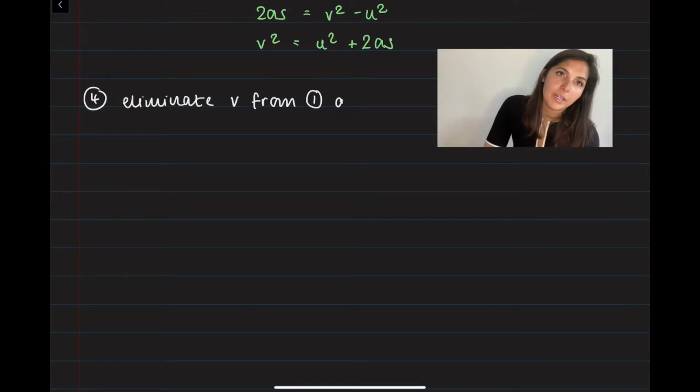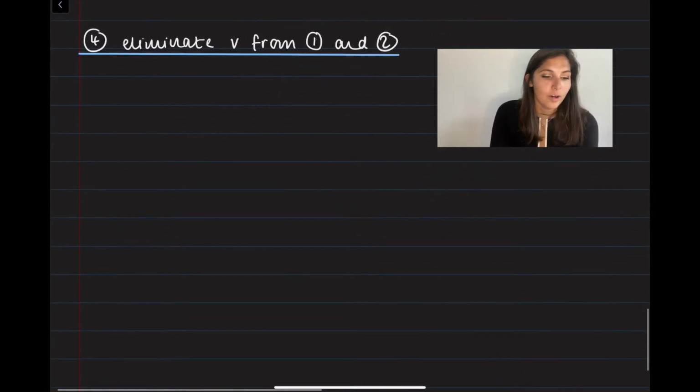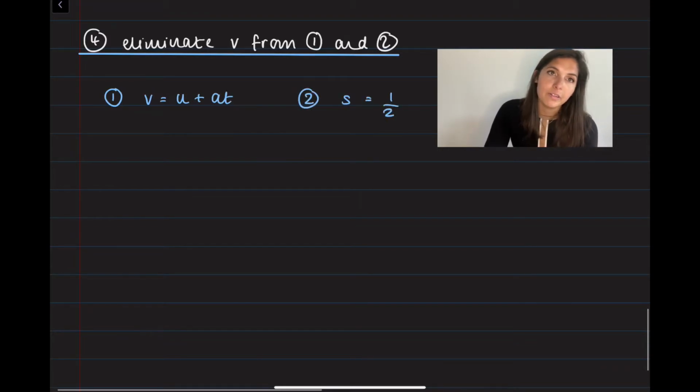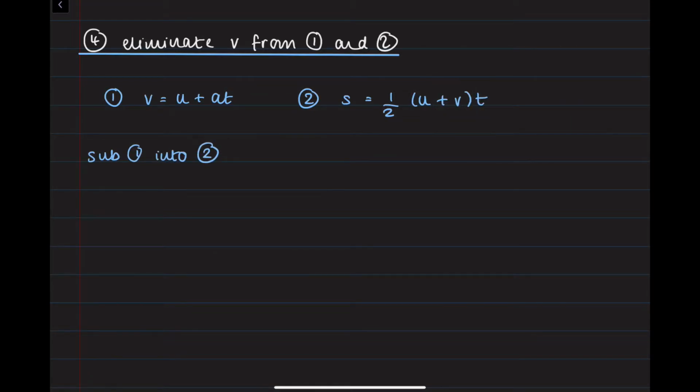Carrying on in the same way, I can eliminate v, the final velocity, from 1 and 2. I just substitute in my expression for v from equation 1 into number 2 and rearrange, and I end up with another one of my SUVAT formulae.